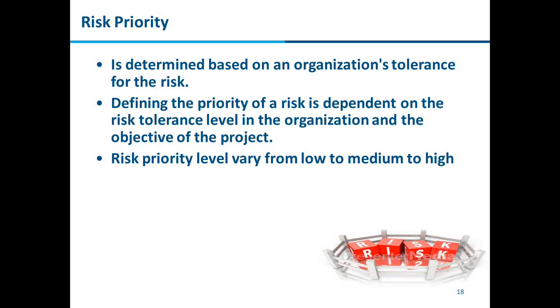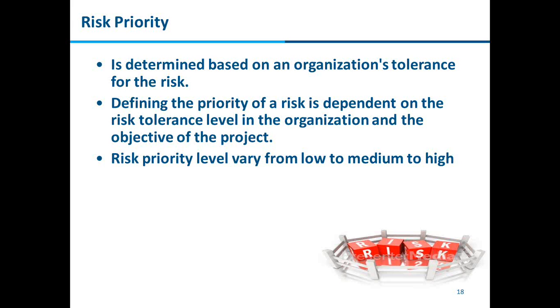See, the risk tolerance level in the organization and the objective of the project are two different things. Now you need to think about the risk priority based on the project objective rather than the organization objective. Risk priority level varies from low to medium to high, which we have already discussed in our impact probability matrix.